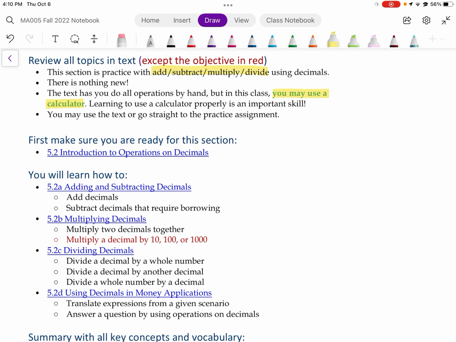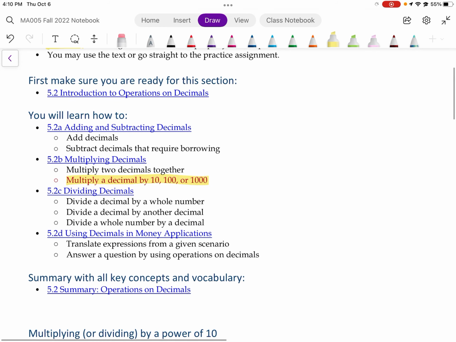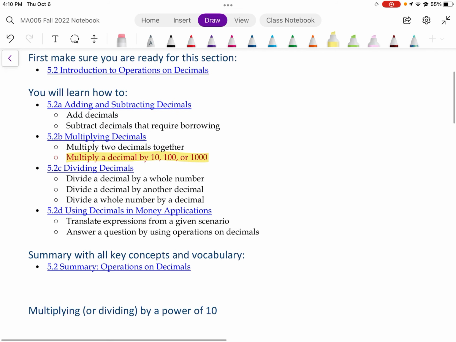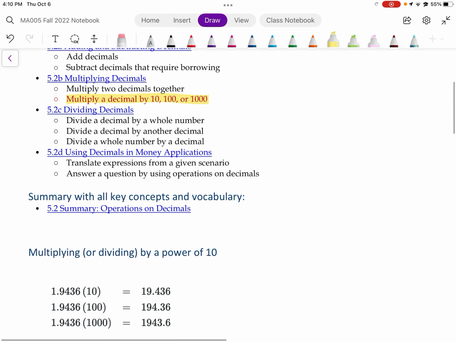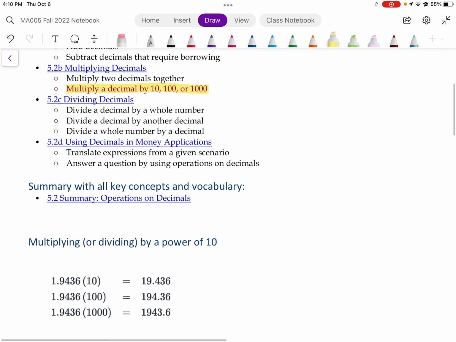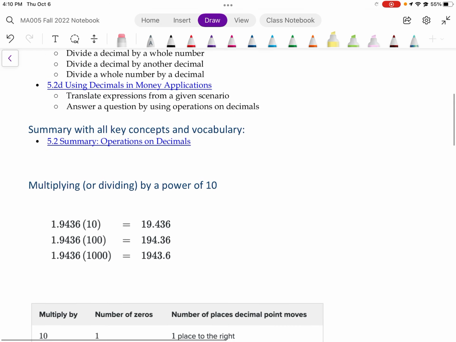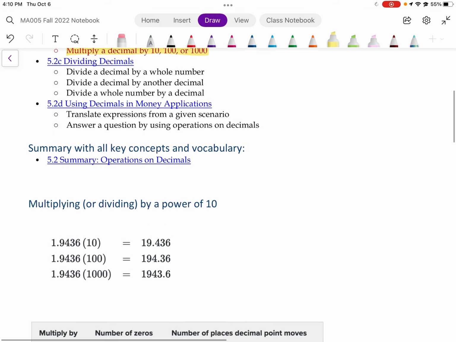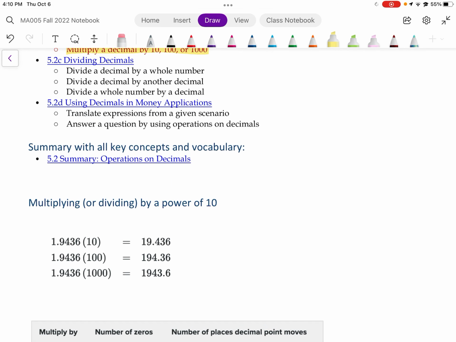All I am doing is teaching you about this so you can do it in your head. There is one thing I want you to be able to do in your head, and that is multiplying a decimal by 10, 100, 1,000, and anything like that. And also, I'm going to include dividing. Notice here, when I multiply by a power of 10, what happens? Take a look. I start with 1.9436 every single time here.